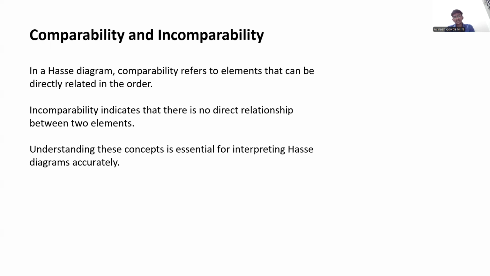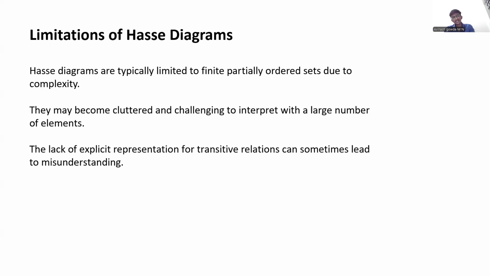Comparability and incomparability. In Hasse diagrams, comparability refers to elements that can directly relate in the order. Incomparability indicates that there is no direct relationship between two elements. Understanding these concepts is essential for interpreting Hasse diagrams accurately.